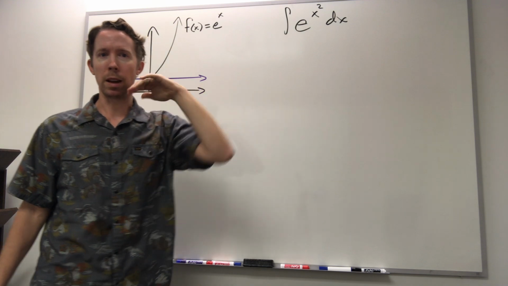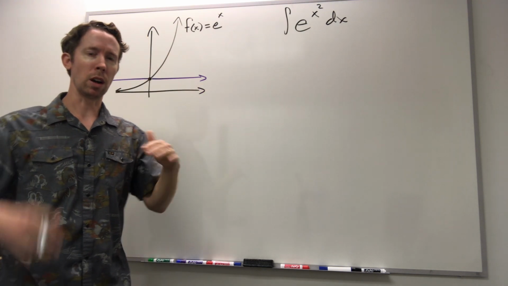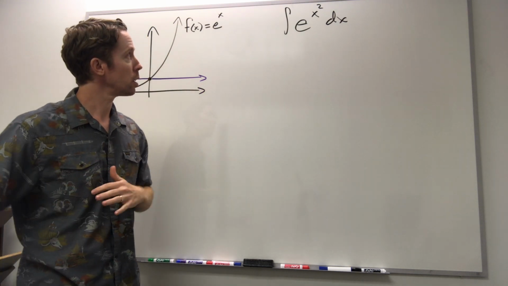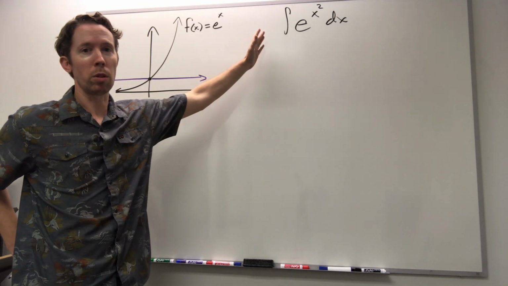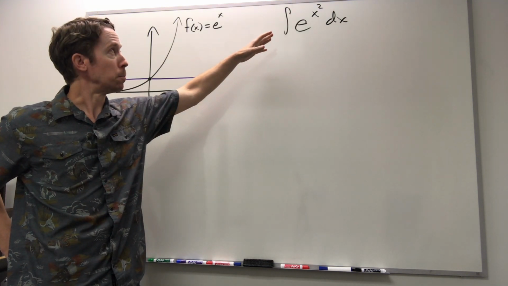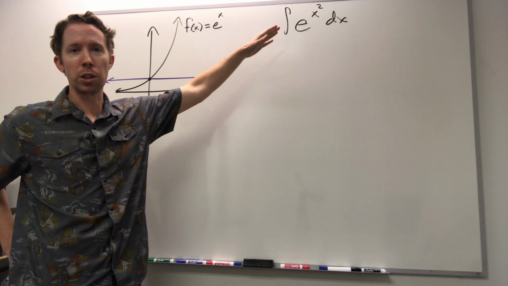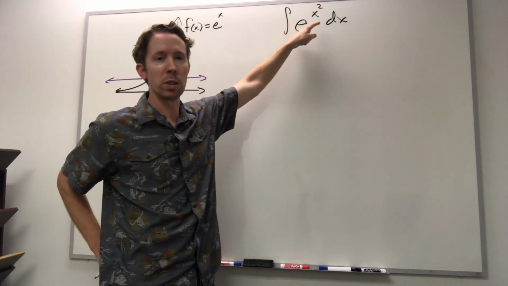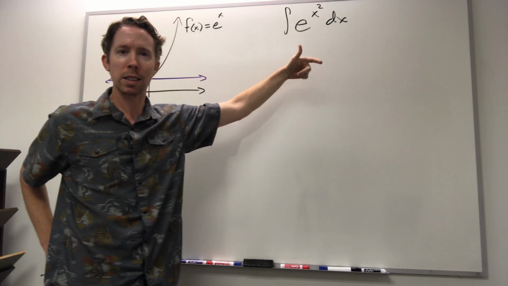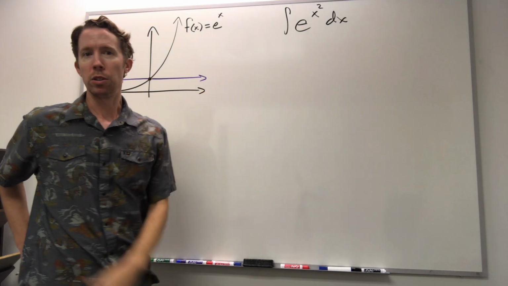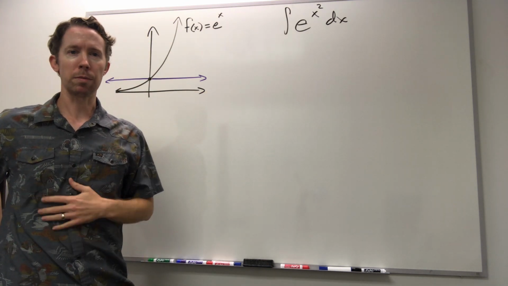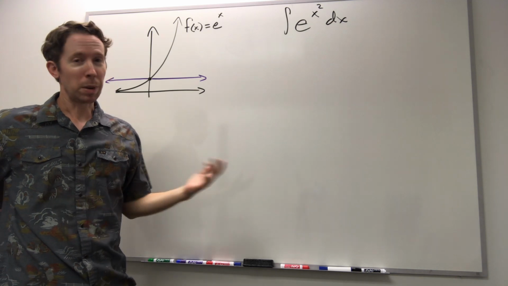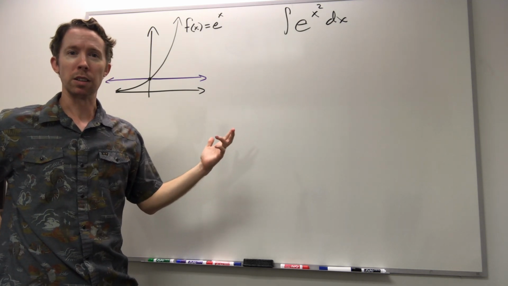If you're a Calculus 1 student or a lower Calculus 2 student, maybe any Calculus 2 student, you probably wouldn't be able to find this. You could try using a u substitution, but if u is x squared, then du would have an x in it. There's no x here. You could try different techniques. Most likely you would not be able to come up with it. But we would like to be able to find these if possible.